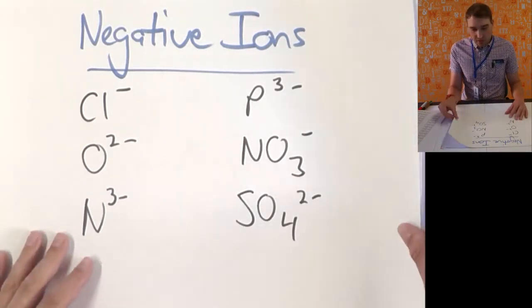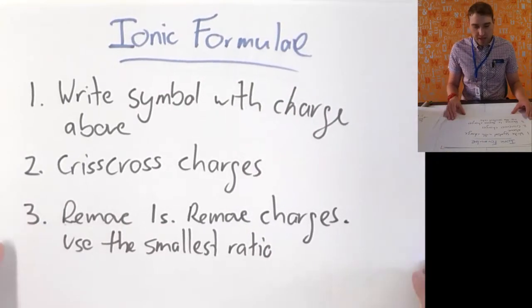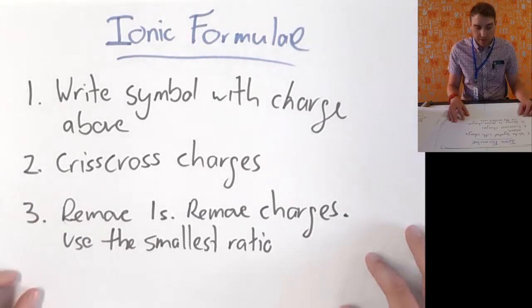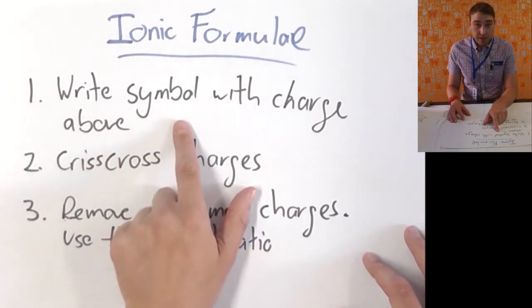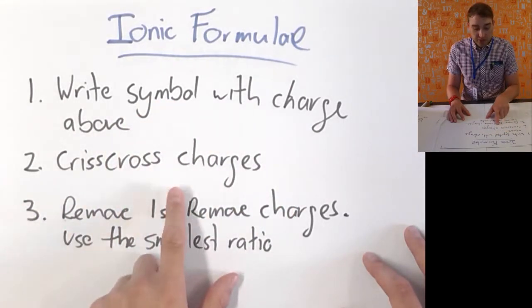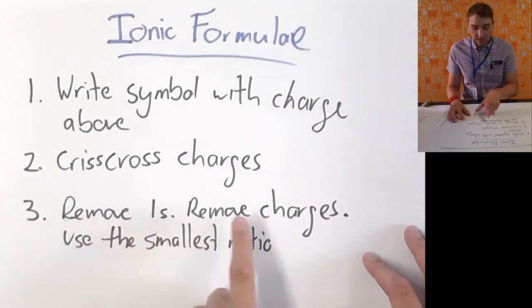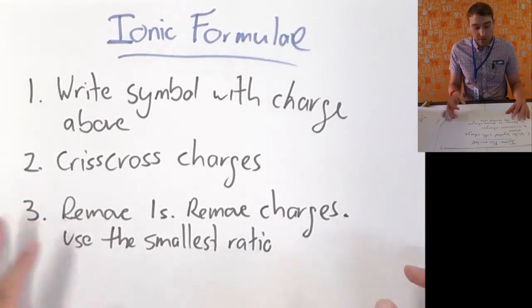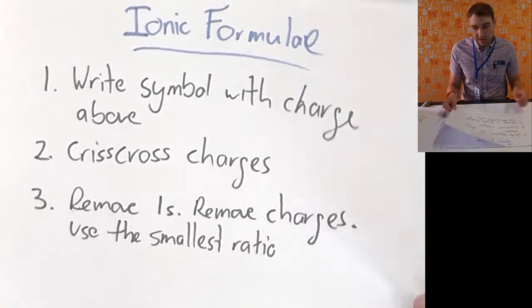So now we're going to look at how you figure out how to make an ionic formula, given the 2 ions that are going to make up the ionic compound. So, 3 fairly simple things to do. Write the symbol with the charge above, crisscross the charges, then you remove any 1s, remove any charges, and you use the smallest ratio of positive to negative ions that you can. So that's how we do it. Let's have a look at some examples now.